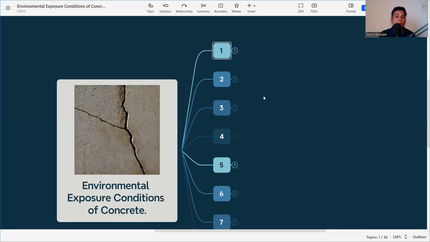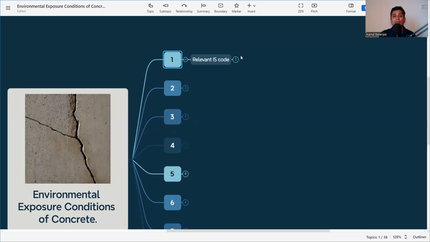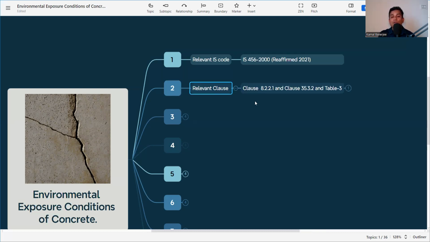So these are the environmental conditions we need to know first. First, what is the IS code for that? That is our code IS 456. It is described in IS 456 what the exposure conditions can be. What is the relevant clause? That is table 3, clause 8.2.2.1, and clause 35.3.2. In table 3, it is described in detail what the different exposure conditions are. So what are the different exposure conditions according to IS 456?